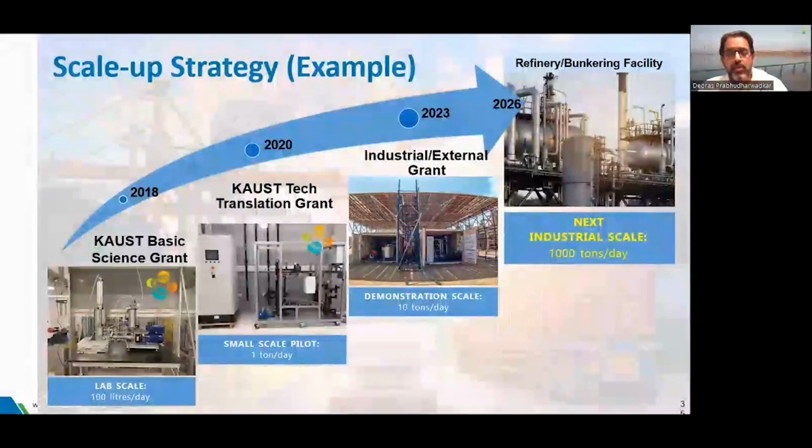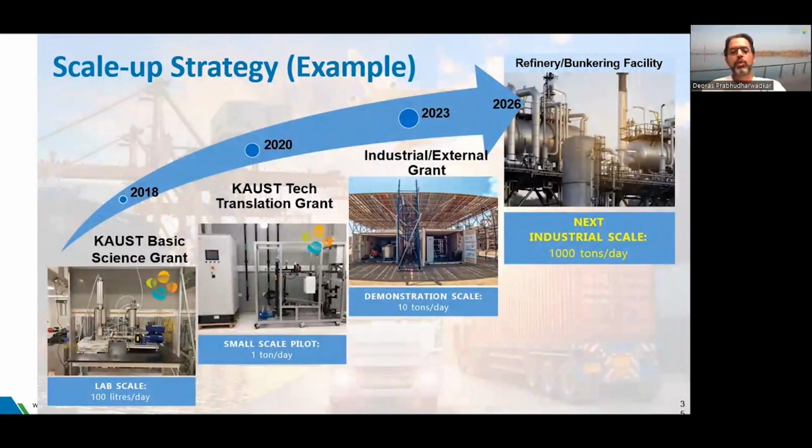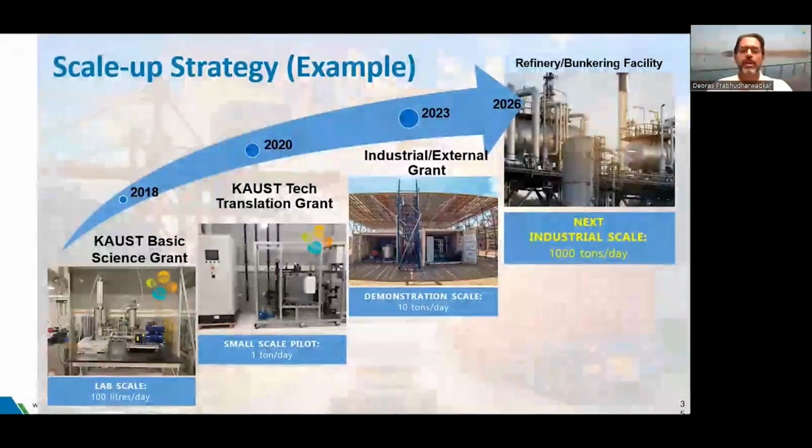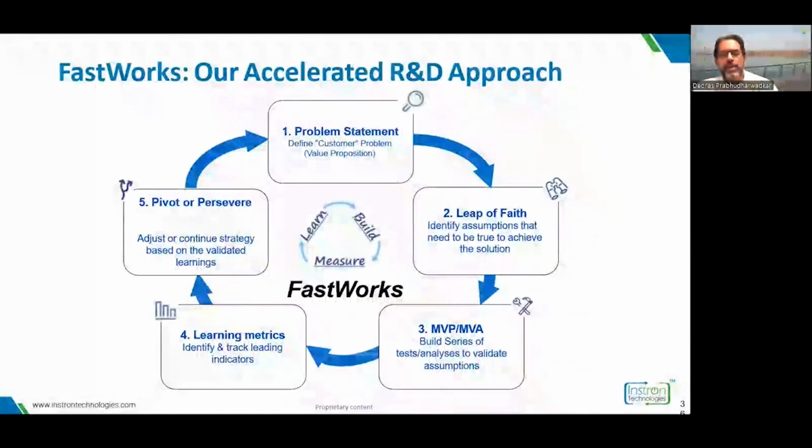And we are at this stage where we are right now aiming after the demonstration to start working on the front-end engineering design of a 1,000 tons per day system, which is going to be a modular scale-up of this. And then about 2026 is where we plan to finish the front-end engineering design, the detail engineering design, and then look for the EPC to start. So that's the timeline for that project.